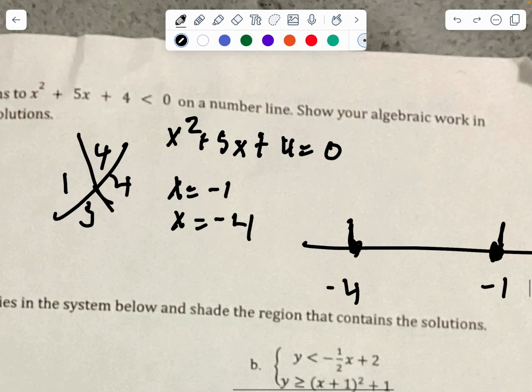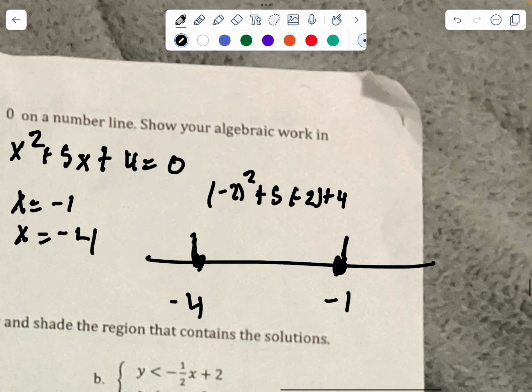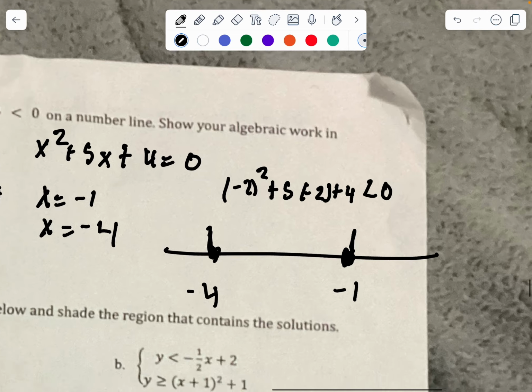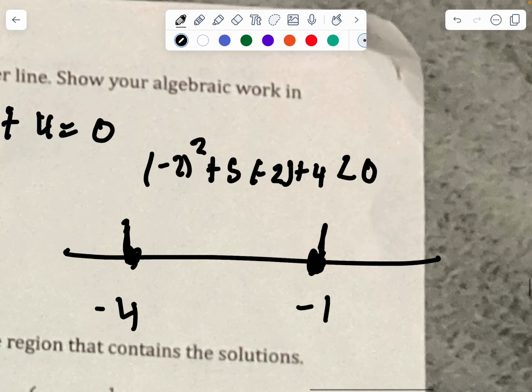So we're going to do negative 2 squared plus 5 times negative 2 plus 4, and that has to be less than 0. If it's true, then we'll figure it out. Alright, 4 minus 10 plus 4 equals negative 2. Negative 2 is less than 0.